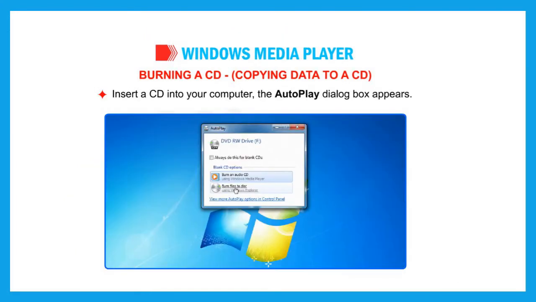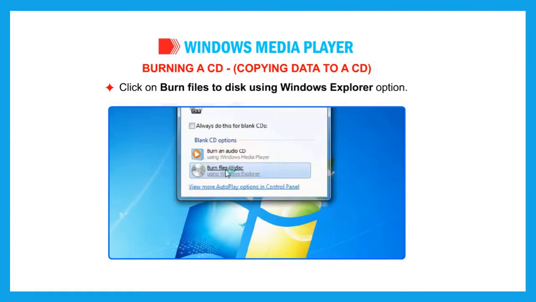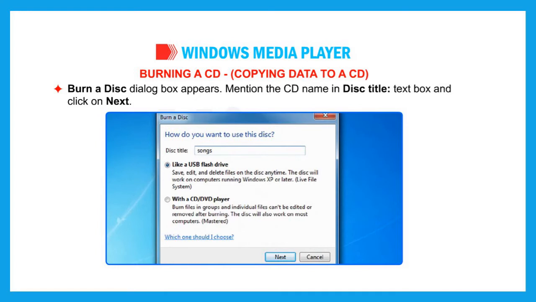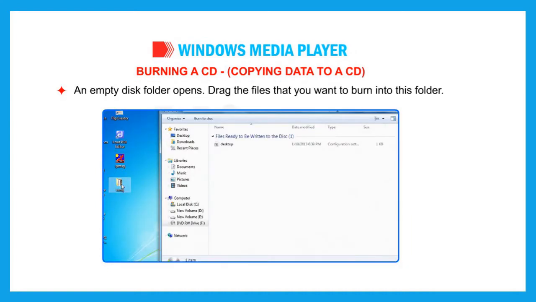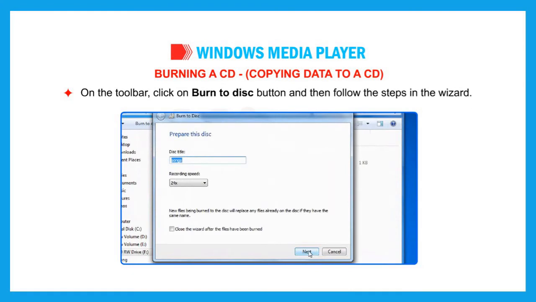Insert a CD into your computer. The AutoPlay dialog box appears. Click on the Burn files to disc using Windows Explorer option. The Burn a Disc dialog box appears. Mention the CD name in the disc title text box, and click on Next. An empty disc folder opens. Drag the files that you want to burn into this folder. On the toolbar, click on the Burn to disc button and then follow the steps in the wizard.